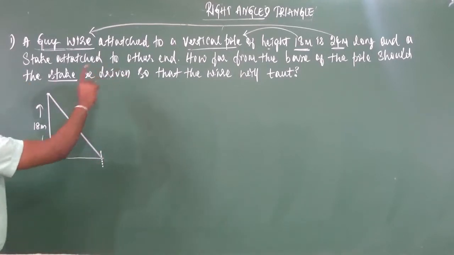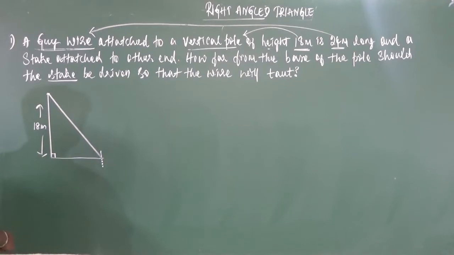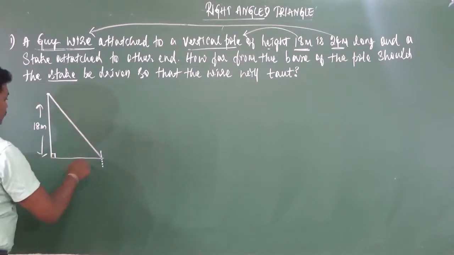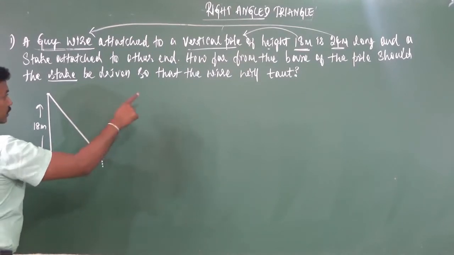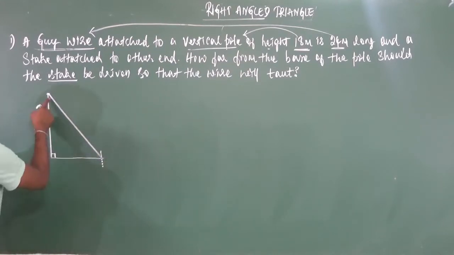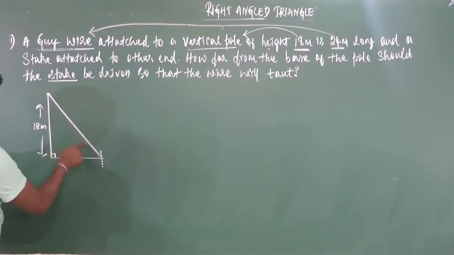So stake attached to the other end. How far from the base of the pole should the stake be driven inside the ground, so that the wire will be taut? In the sense the wire should be like this. It should look like a straight line. It should not be loosened like this, right?